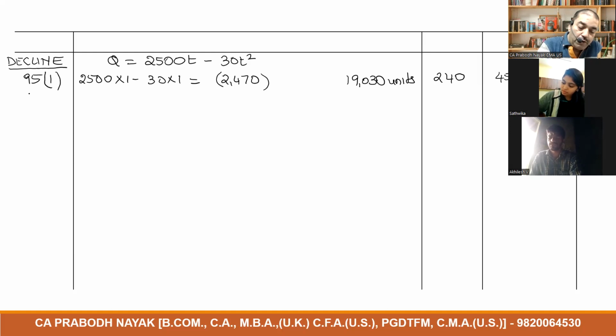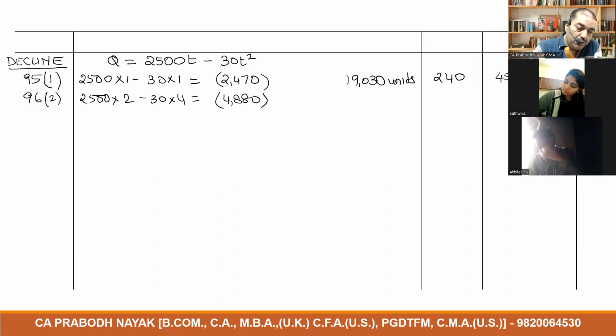We will go on writing like this only. Month number 96 for us, month number 2 for competitor. 2,500 into 2 minus 30 into 4. 4,880. 21,500 minus 4,880. 16,620. Into 240. 39 lakhs 88,800. Check again.